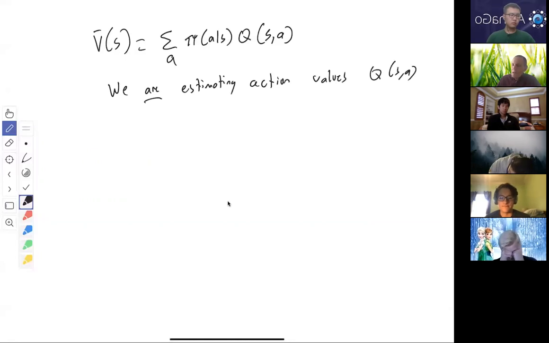Q of S comma A, and those determine a value for the state, right? We're just separating V bar as opposed to V because we're not directly trying to estimate the value function or update the estimate. Does that answer the question? Yeah, thank you. Okay, great.